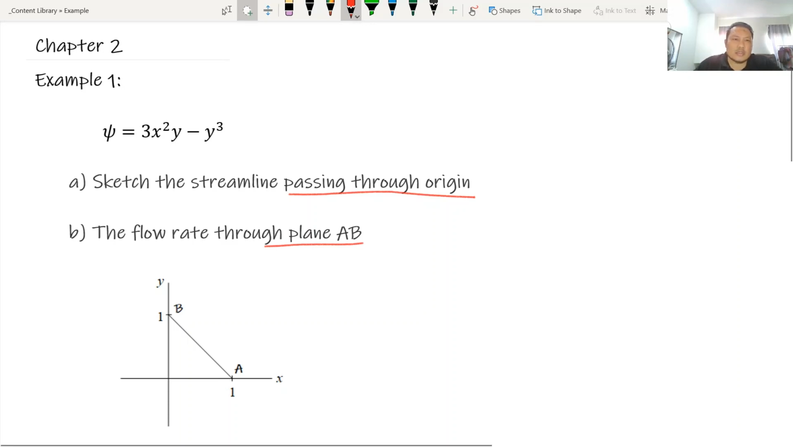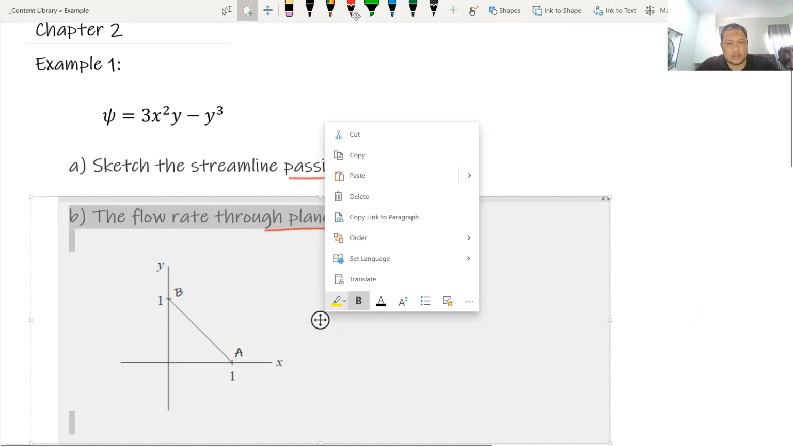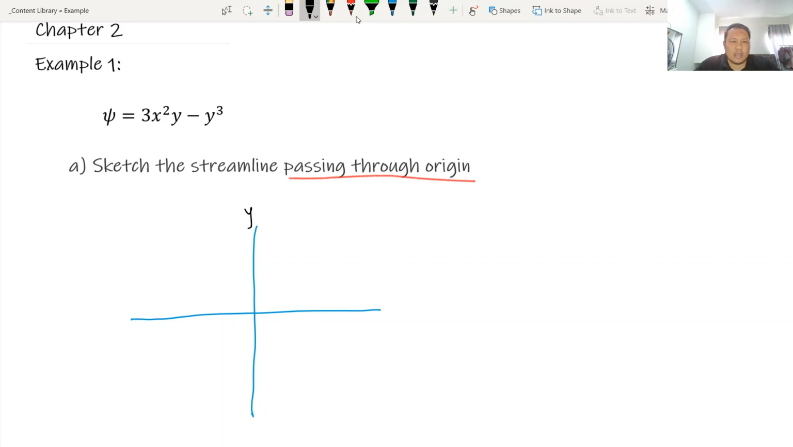Let's start with problem A first. Do you know what it means by passing through the origin? Let me make it very simple here. Let's say we have the x and y axis. So you have this y-axis and this x-axis.